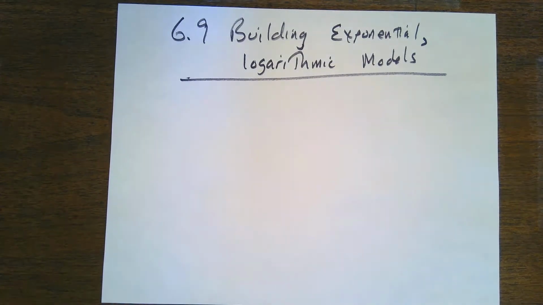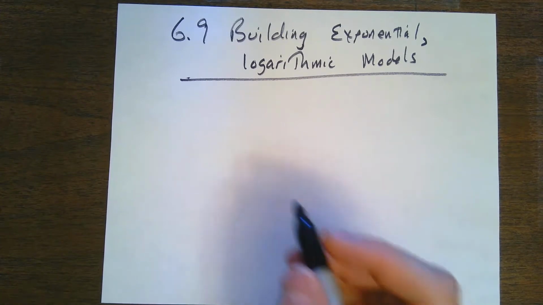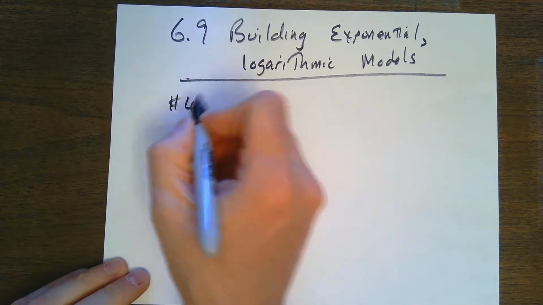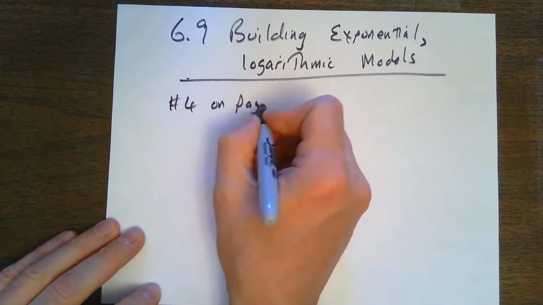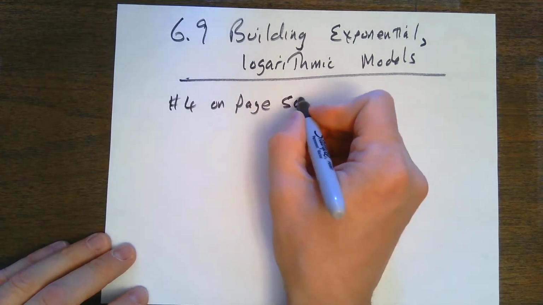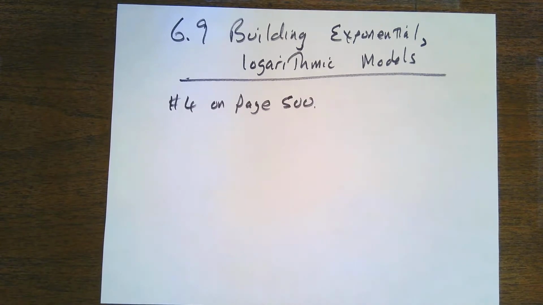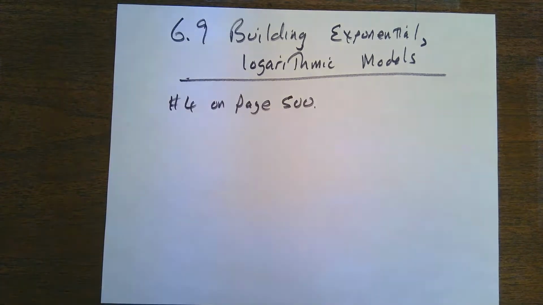Now, the homework only has 3 problems from 6.9, problems 1, 5, and 11. They're all very similar. So what we're actually going to do in class is problem number 4, on page 500. If you want to take a moment, take out your textbook and open up to page 500 and look at problem number 4. All right, follow along as I read it to you.